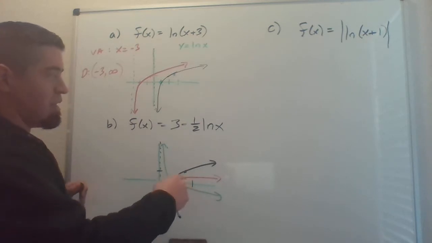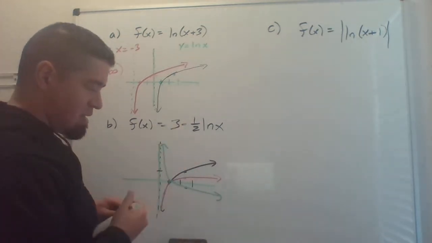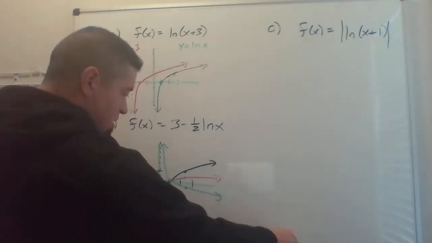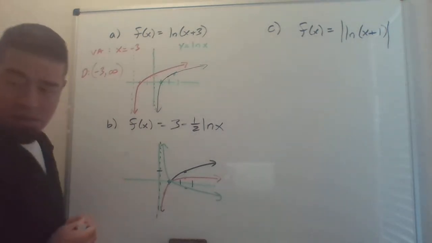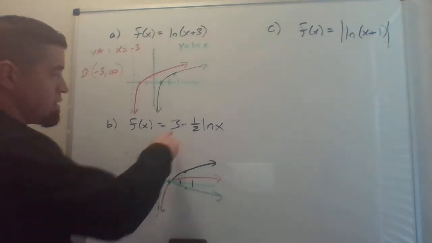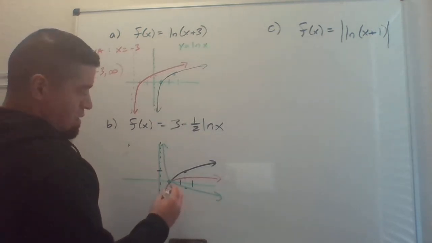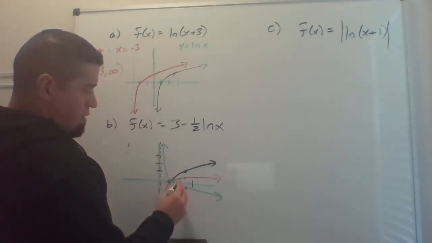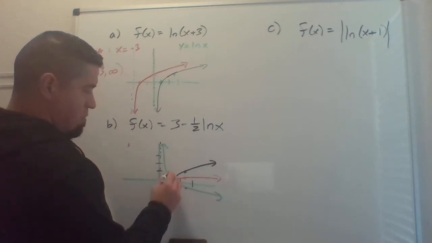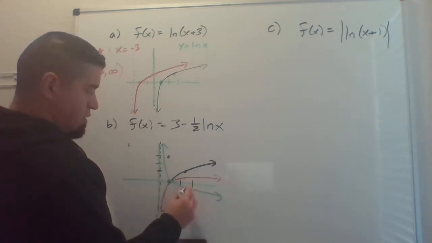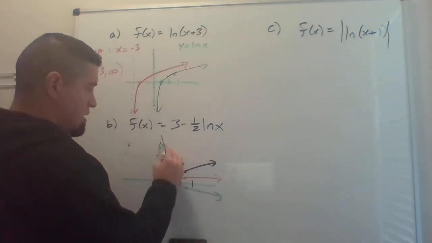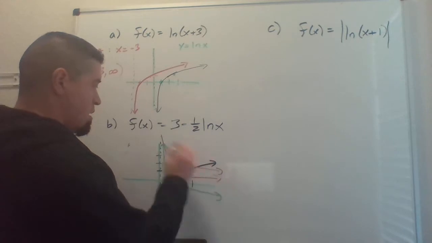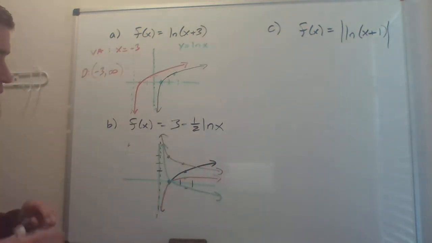Okay, so we already did half. That's from black to red, and then we did the reflection. That's the red to the green, and now we're going to do this last shift, which, let's see if I have another color that works. But this one, we're going to shift it up 3. Okay, so 1, 2, 3, and I'm going to shift that point up here. 1, 2, 3. I'm going to shift this point right here up 3. And my asymptote does not change in this case. But there's the graph of this.